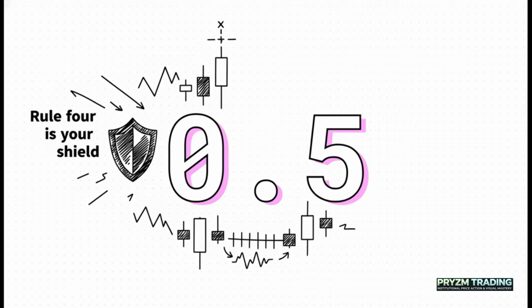Rule 4 is basically your shield. Remember, algorithmic systems hunt at the edges. They hunt the wicks. If you put your stop right on the order block wick, you are literally painting a target on your back. Instead, you take the extreme low of the order block wick and subtract a protective buffer of 0.5 times the current 14-period ATR. This single mathematical adjustment keeps your trade safely tucked outside the main zone of algorithmic manipulation.